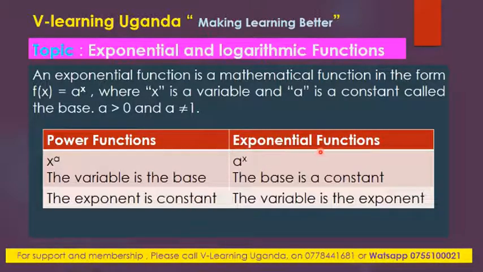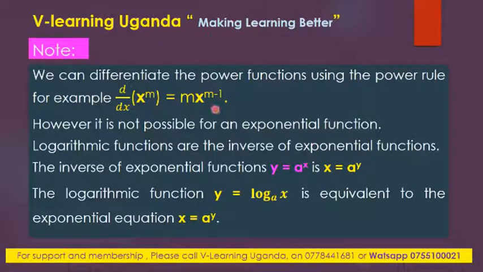But for exponential functions, like a power x, the base is a constant, and the variable is the power, which we call the exponent. We call those exponential functions. Hope you've got the difference now between power functions and exponential functions.